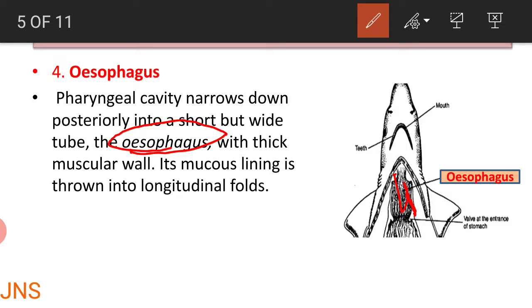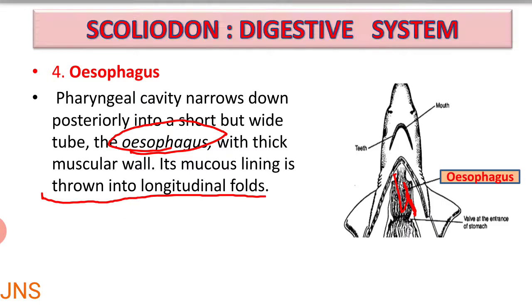Pharynx leads into the esophagus with a thick muscular wall. The wall of the esophagus is thick and muscular. Its mucous lining is thrown into longitudinal folds. Internally, the mucous lining is made up of longitudinal folds.